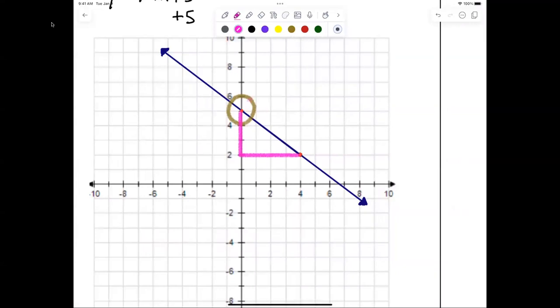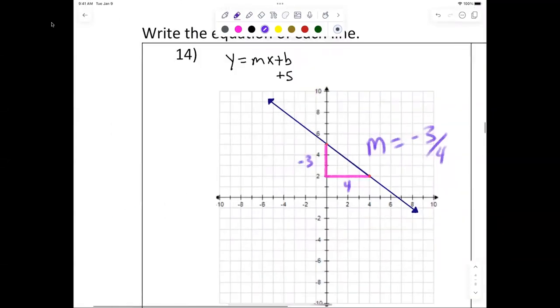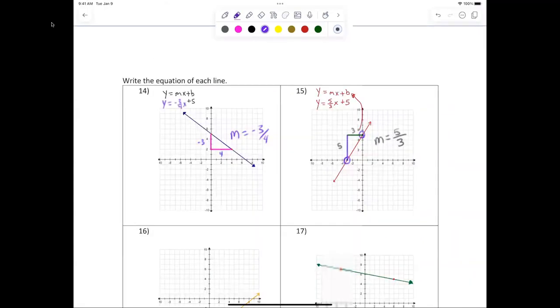And how much is down? Shh, don't tell her. Now, your mistake is you start with 1, right? Don't start with 1. All right, so hold up. Down 3, and then over 1, 2, 3, 4. So the slope is -3/4. So now you're putting in y equals -3/4 x plus 5.